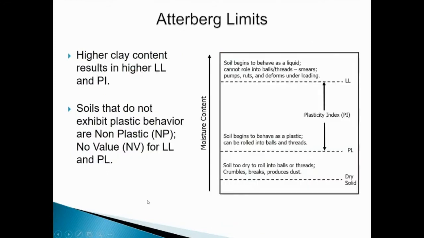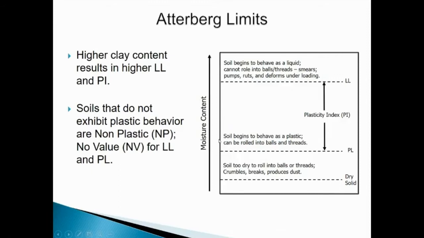To show you what this means, basically, if we have a soil that's dry, it's too dry to roll into balls or threads, it crumbles, breaks, produces dust, and we then begin to increase our moisture content of that soil. Once we add enough moisture to that soil, we will achieve a moisture content where we can then begin to roll that soil into balls, into threads. It'll begin to stick together. Once that moisture content is achieved, that is approximately our plastic limit moisture content.